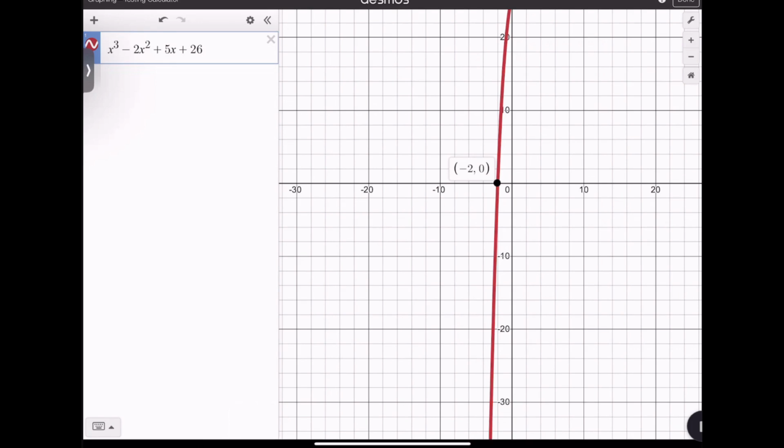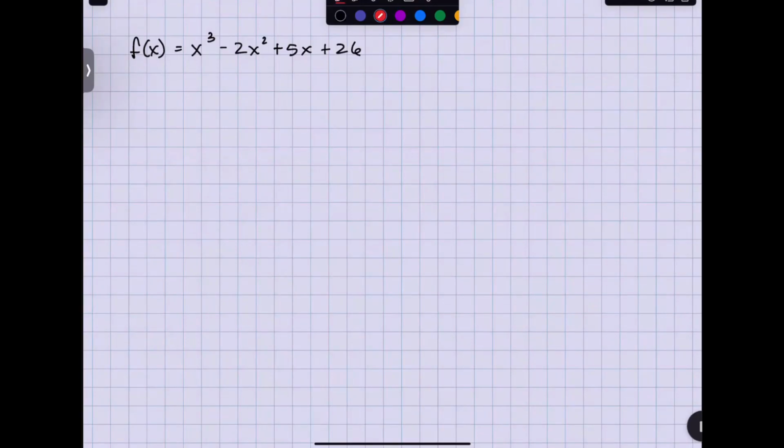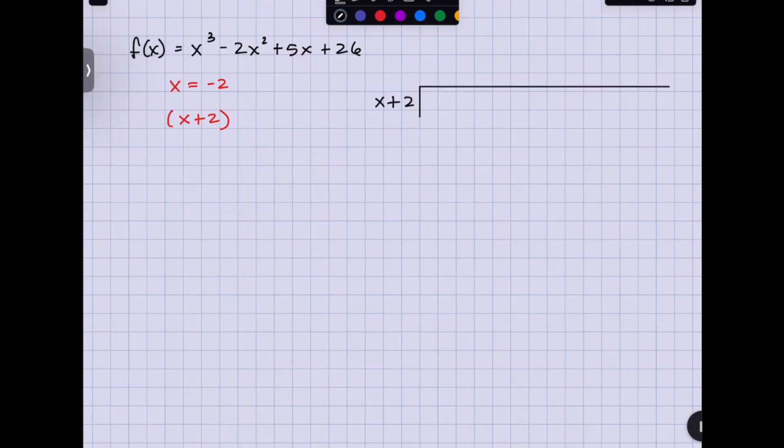You got x equals -2. So I know that one of the roots is x equals -2. So that means one of the factors is x plus 2, right? So you would take the x plus 2, and you'll do the long division with this.